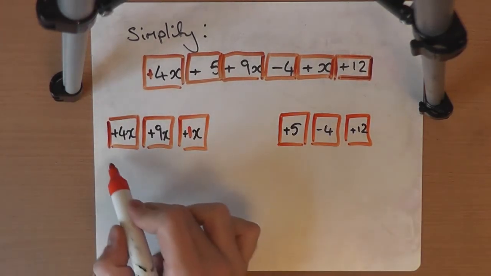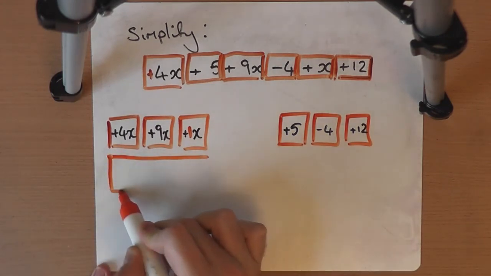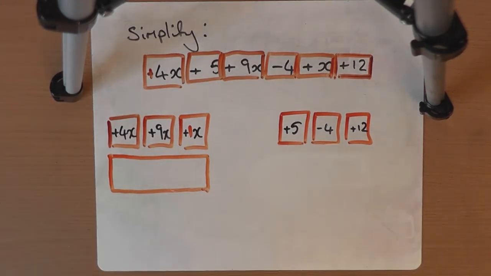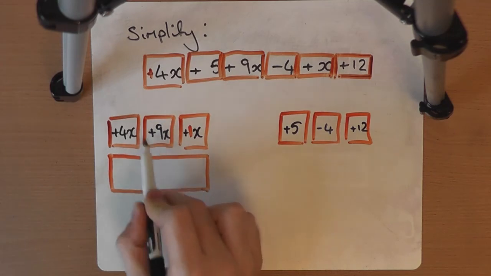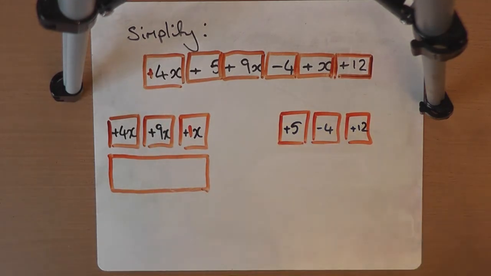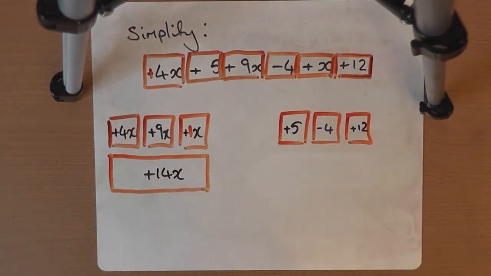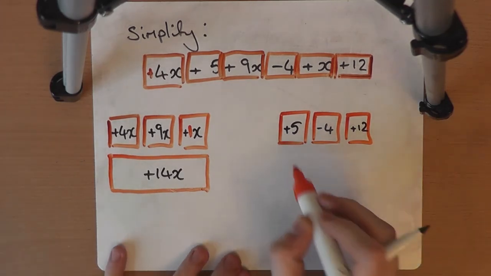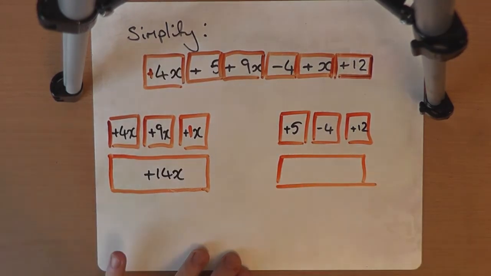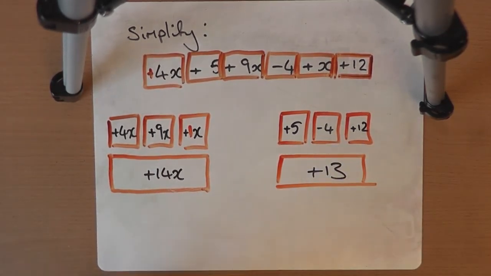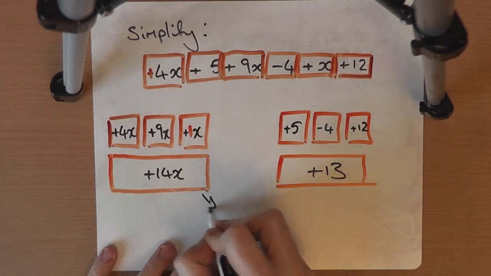What I can now do is let's look at the x's first. Surely, because these are all the same type, I can just simplify these together and collect them into one single term. So if we look through these, we're going to have plus 4x's, plus 9x's, that's 13x's, or plus 13x's, plus the extra one, so plus 14x's. I'm going to keep that positive sign on there for now. And on the other side, 5, or plus 5, take away the 4 is plus 1, plus the 12 would be plus 13. Surely now I could just take the two things and combine them.